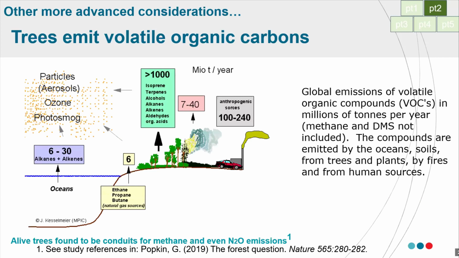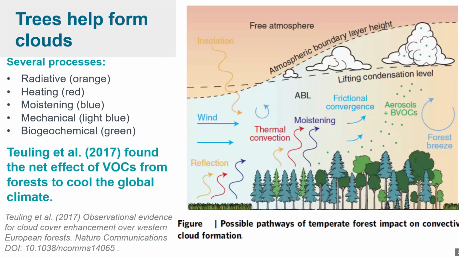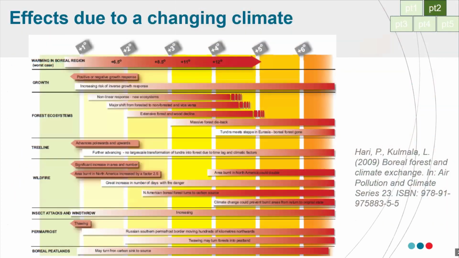Other, I would say much more advanced considerations are things like, well, trees do emit volatile organic compounds. Alive trees, actually in one study, were found to be conduits for methane and even N2O emissions. These are more far-off, advanced scientific findings that will take a while to actually model and potentially bring into inventory. Also, trees help form clouds. So as you manage a forest, you could potentially be changing cloud formation, which has a strong effect on surface albedo and reflection of direct radiation. Also, effects due to climate change. How do we bring this into the equation? It's definitely not straightforward, but it's an important thing to consider in the future.